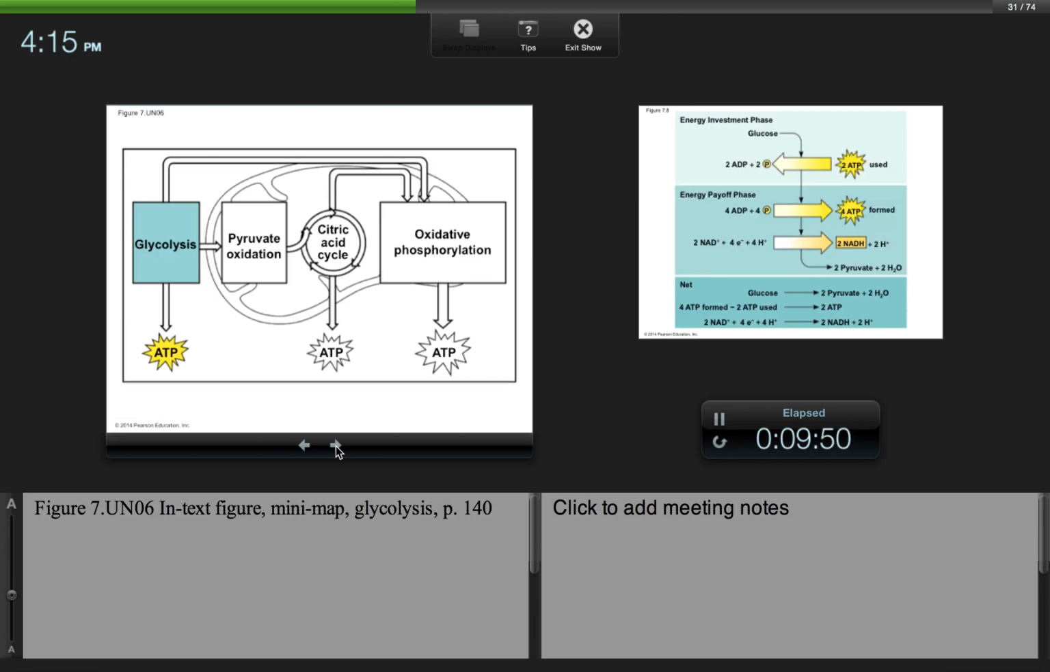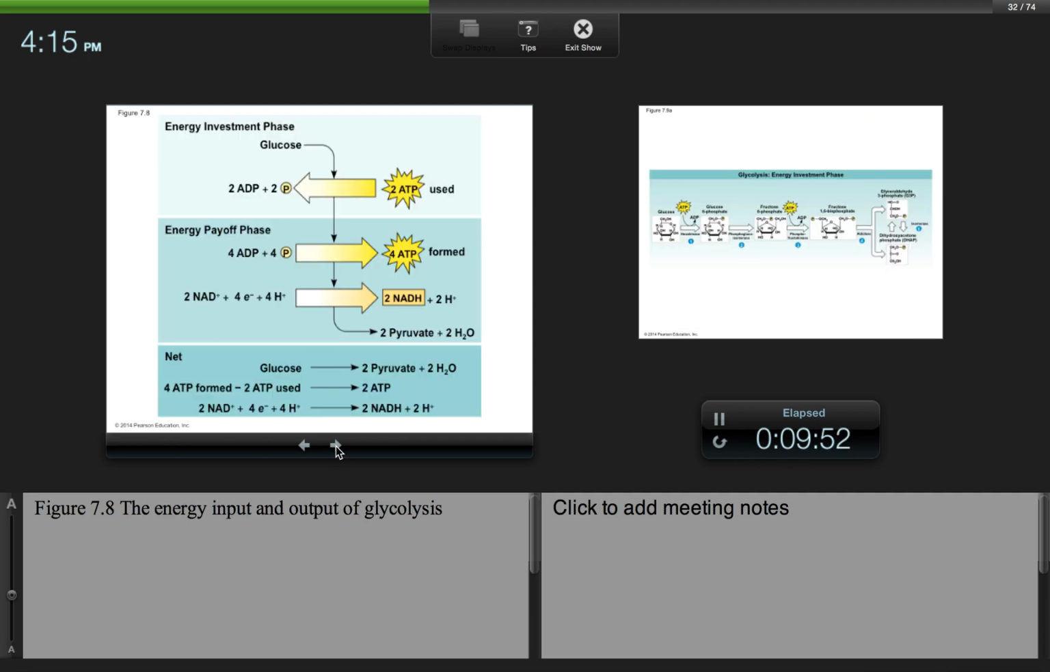Okay, so here it is, occurring in the cytoplasm. So here's energy investment. 2 ATP is required for glycolysis. However, 4 ATP get generated. So that is a net production of 2 ATP. In addition to that, when electrons get stripped, 2 NADHs get formed. So the 2 NADHs will bring electrons to the electron transport chain.